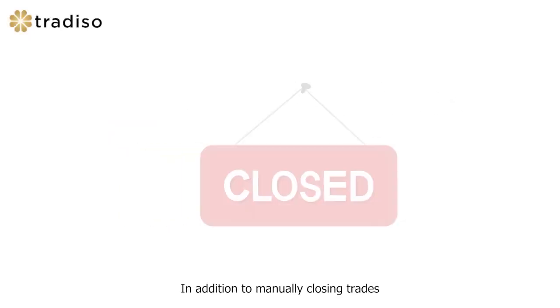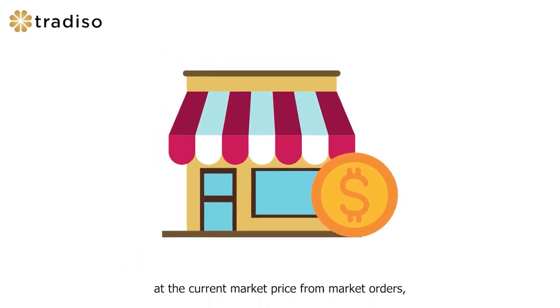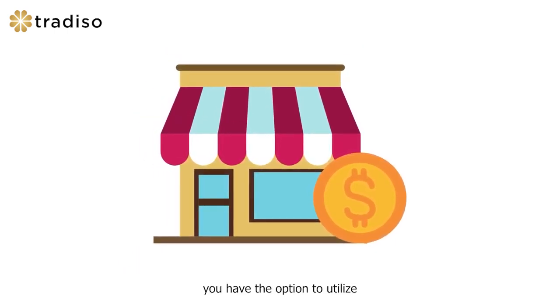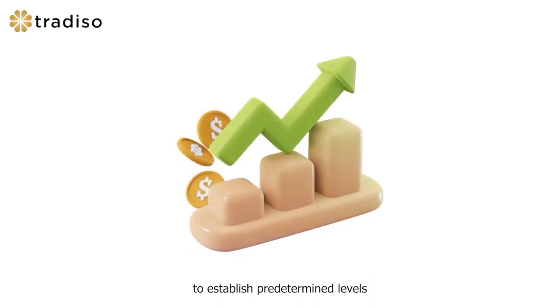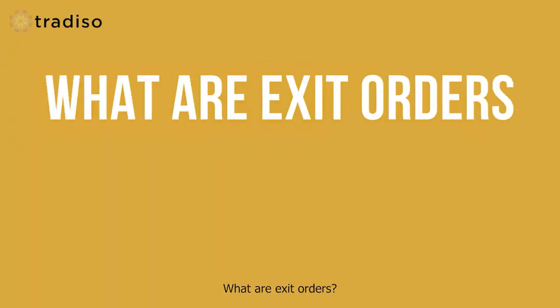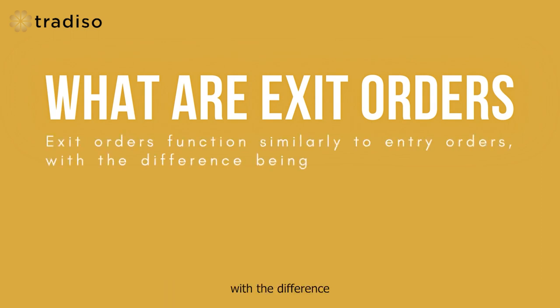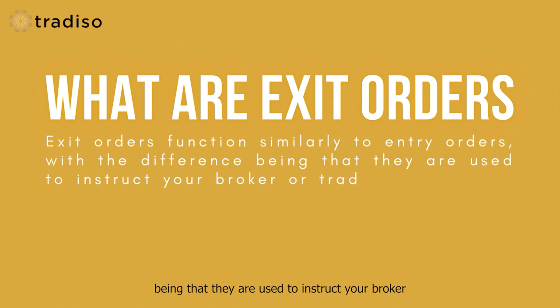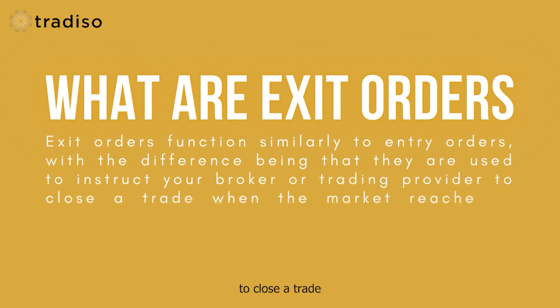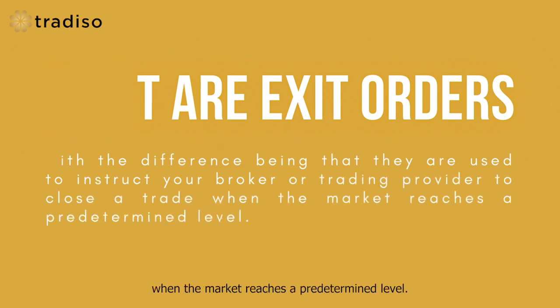In addition to manually closing trades at the current market price through market orders, you have the option to utilize exit orders to establish predetermined levels for maximum profit or loss. What are exit orders? Exit orders function similarly to entry orders, with the difference being that they are used to instruct your broker or trading provider to close a trade when the market reaches a predetermined level.